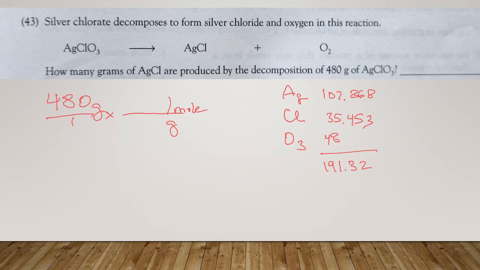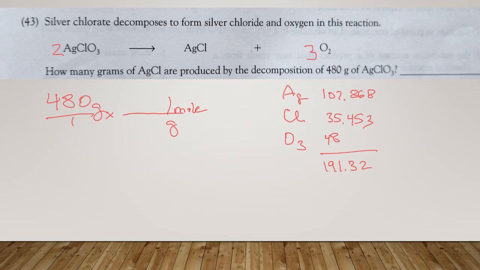Okay, are you with me on page V, number 43? Silver chlorate decomposes to form silver chloride and oxygen. So the first thing we need to do is balance the equation. Looking here, oxygen is the one where we need to work: we have 3 on the left and 2 on the right. So we cross that over and take the 3 and make that a coefficient here and put a 2 out front. So now I have 6 oxygen on the left and 6 on the right.